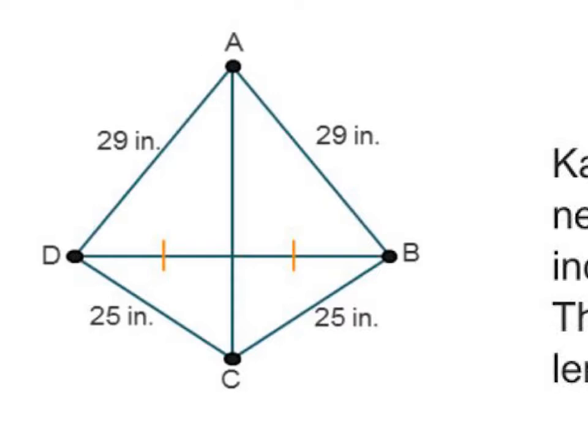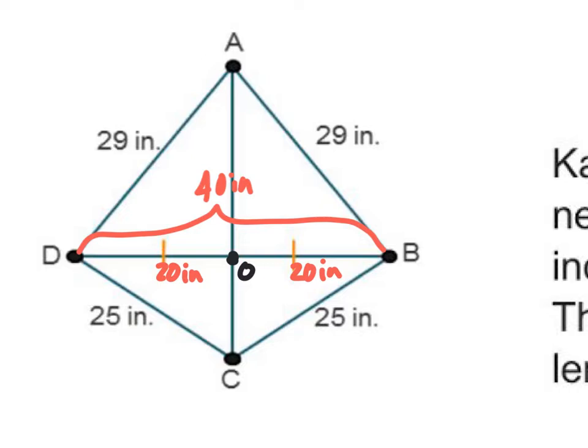I'm going to come in here and label that. This whole thing is 40 inches. Now if that thing is cut in half, I'm going to create another point here. I'll call this point O. Each of these lengths would then be 20 inches and 20 inches. And I also know that if it is a kite, then these angles form a right angle. So we actually have right angles in here, and we can use the Pythagorean theorem to figure out what this length is and what this length is, respectively.